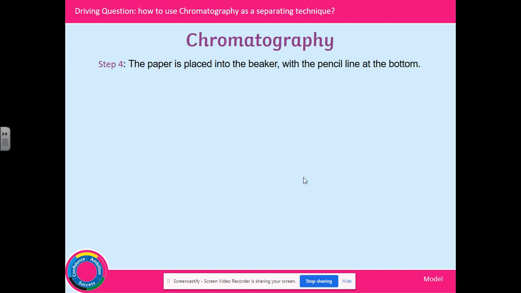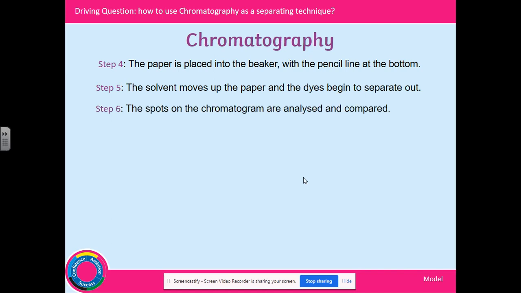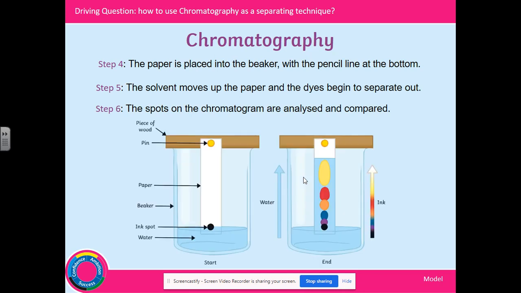The paper is placed into the beaker with the pencil line at the bottom. The solvent moves up the paper and the dyes begin to separate out. The spots on the chromatogram are analyzed and compared. And as you can see at the bottom of your screen, we have the example.